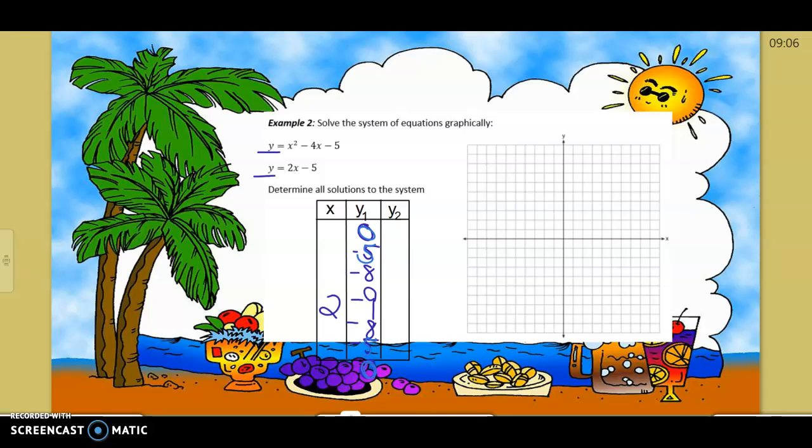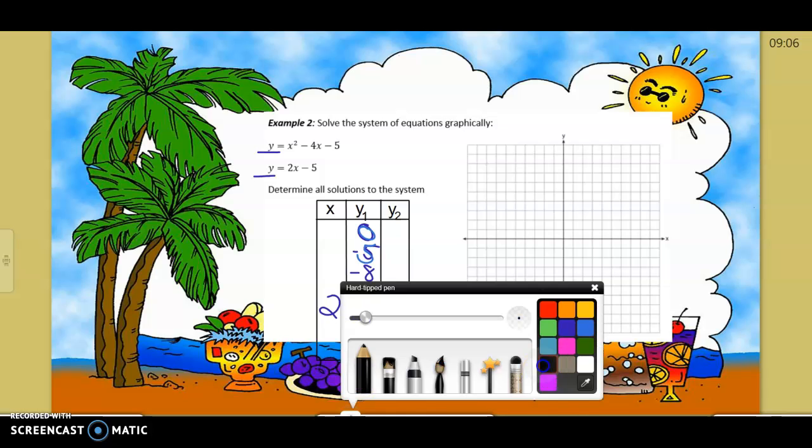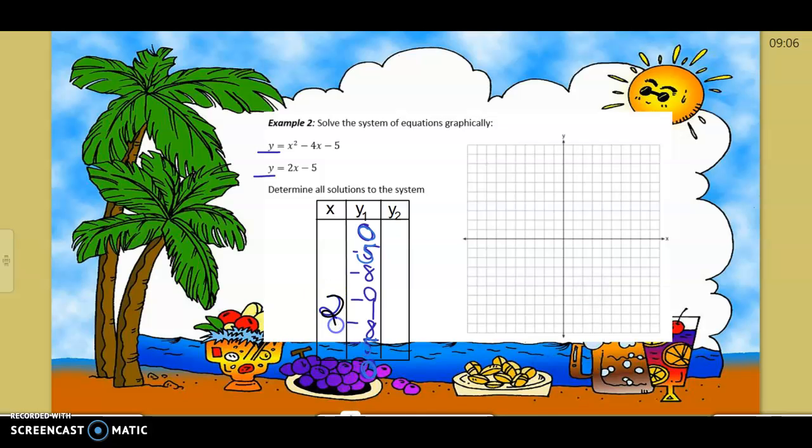Let's just fill in the rest of these numbers here, shall we? We have 2 there, so that's going to be 3, 4, 5. These go right in order. 1, 0, and -1. Now, once we've got those, let's go ahead and plot them.